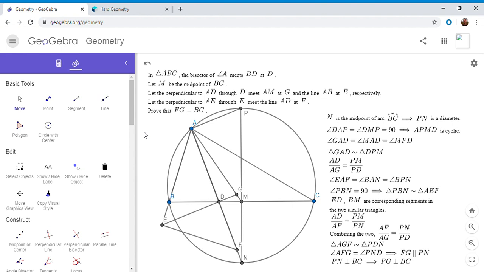So this is a little bit of a tricky one with a lot of sort of hidden similar triangles. Actually, when I first solved it, I used another similar triangle, which I didn't even need. But yeah, it was a little bit of a tricky one.